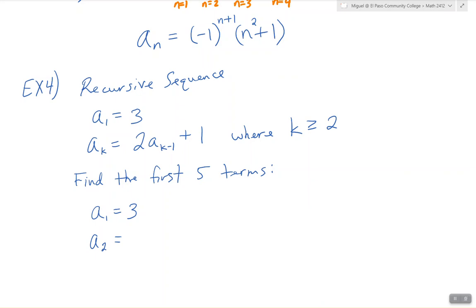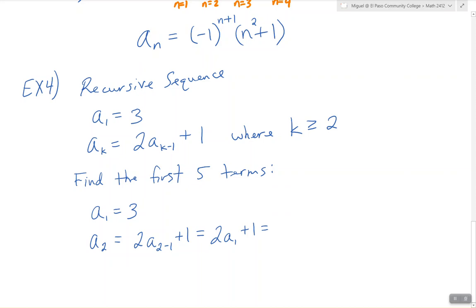Can k be 2? It says here that k can be greater than or equal to 2. So it is allowed to be 2, right? So we can plug in 2 here. So let's let k be 2, which means that A sub 2 will be equal to 2 times A sub 2 minus 1 plus 1. This is the same as 2 times A sub 1 plus 1.